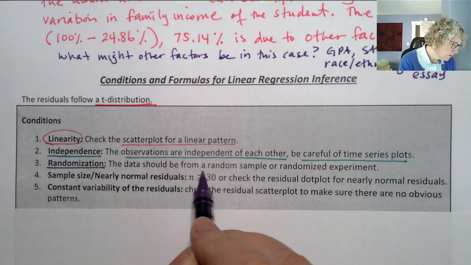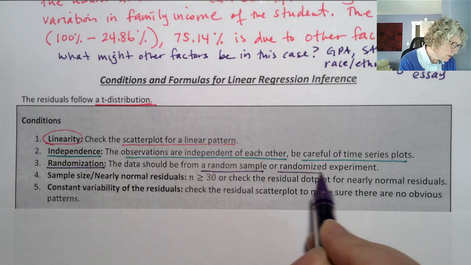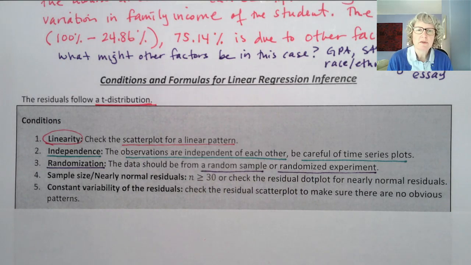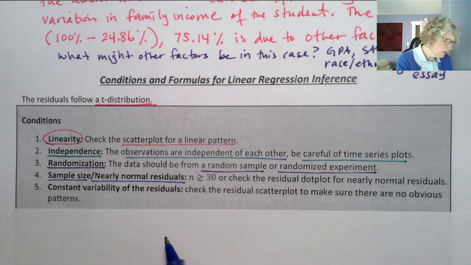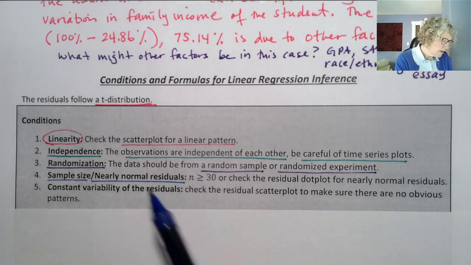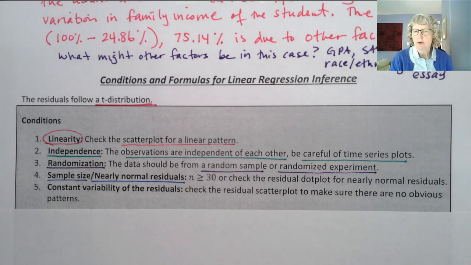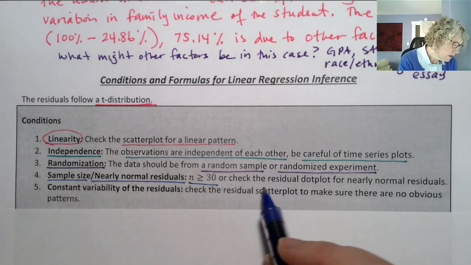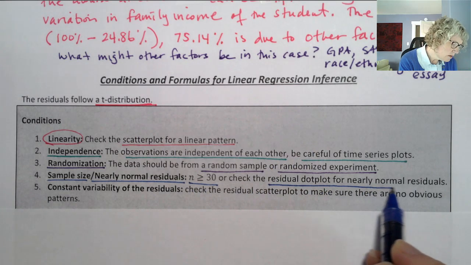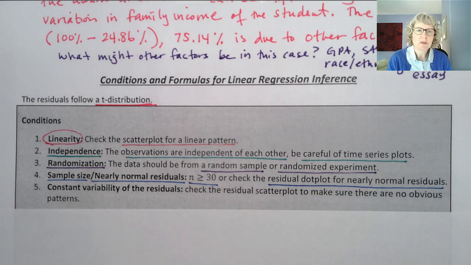Randomization. The data should be from a random sample or a randomized experiment. Okay, so here we have a random sample of 50 students from this college, which leaves us a sample size and nearly normal residuals. Okay, so we're used to a sample size with means, or at least with numerical variables, checking for nearly normal, right? So this is very similar to that. N has to be greater than or equal to 30, or check the residual dot plot for nearly normal residuals, okay?